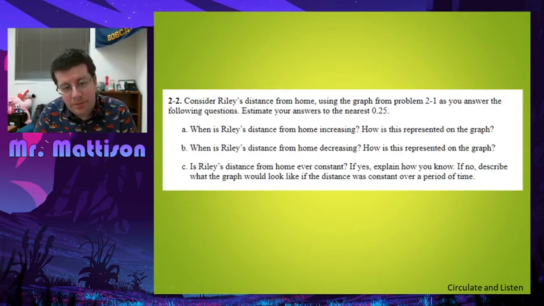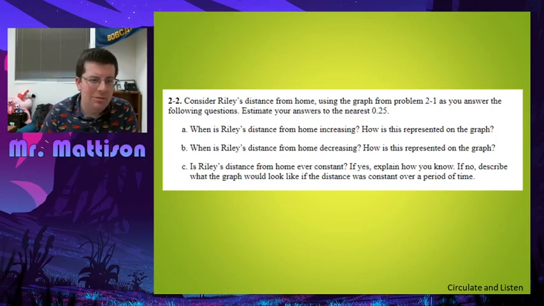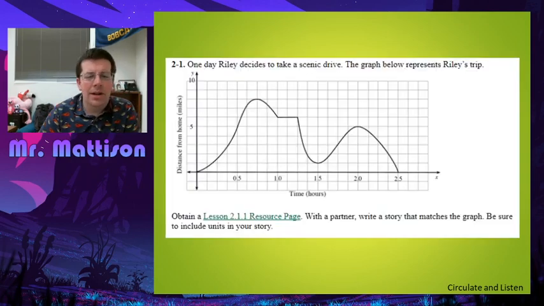And in part C, is Riley's distance from home ever constant? If yes, explain how you know this. If no, describe what the graph would look like. Okay, so look here, is her distance from home ever not changing? Well, right here is a pretty obvious little patch of when it's not changing, right? Her distance from home is constant.